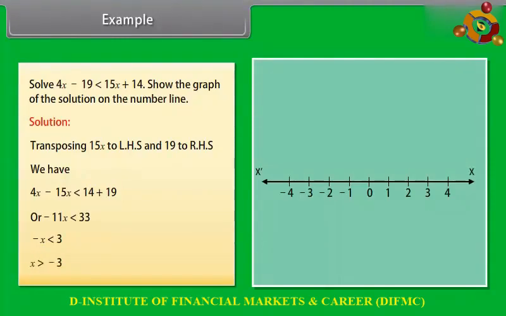This inequality is shown on a number line. First, we draw an open circle because x is not equal to minus 3 and an arrow to the right because we want values greater than minus 3.